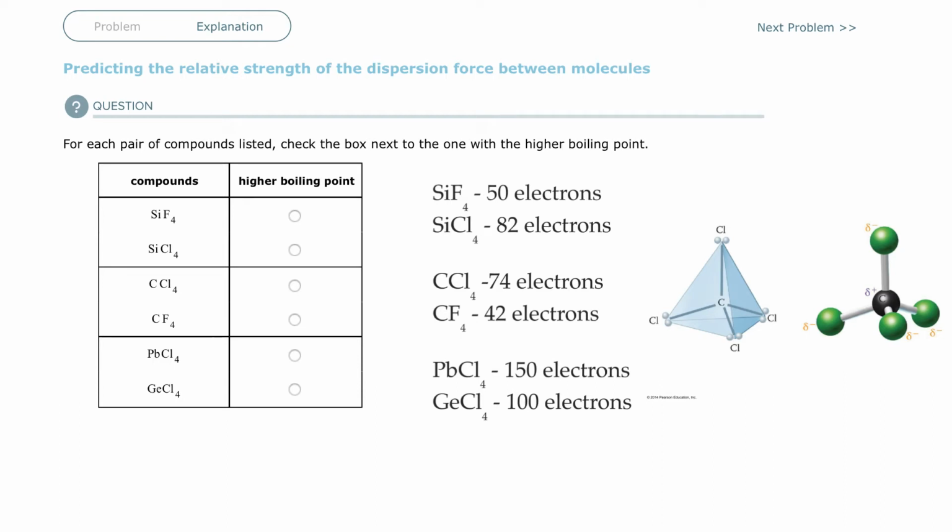Welcome back. This is an Aleks training video on predicting the relative strength of the dispersion force between molecules. All right, this is tricky. Actually, it's not terribly tricky. It's actually pretty simple. I think you'll get it.